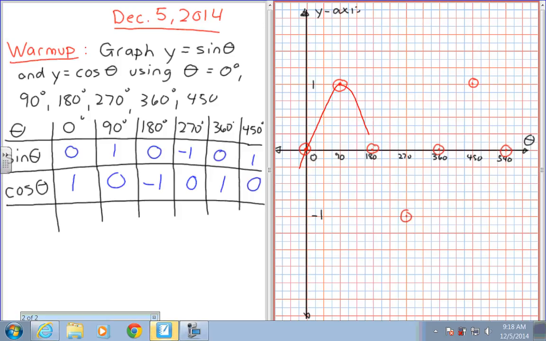What is that called again? A periodic what? Periodic function. Okay, so this is going to be y equals sine theta.